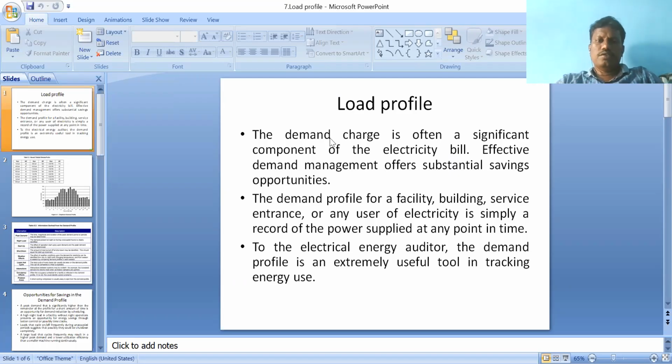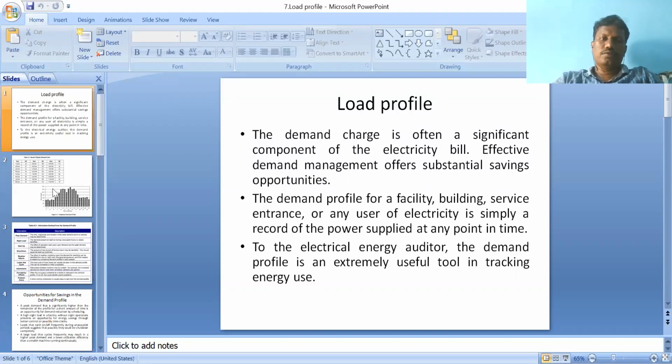Load profile. The demand charge is often a significant component of the electricity bill. The demand profile for a facility, building, service entrance, or any user of electricity is simply a record of the power supply at any point in time, right? For an electrical energy auditor, the demand profile is an extremely useful tool in tracking energy use.